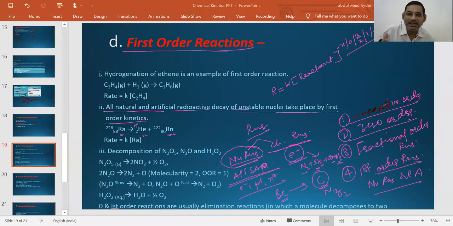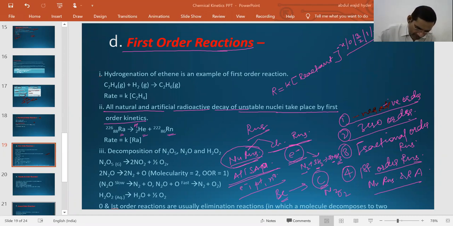Only three dimensions are there: length, breadth, and height. L, B, H. So only three directions can be possible. X axis, Y axis, and Z axis. There is no fourth axis. So that is why the order of reaction for any reactant molecule can only be 3. More than 3 order of reaction is not yet known, is not yet possible.